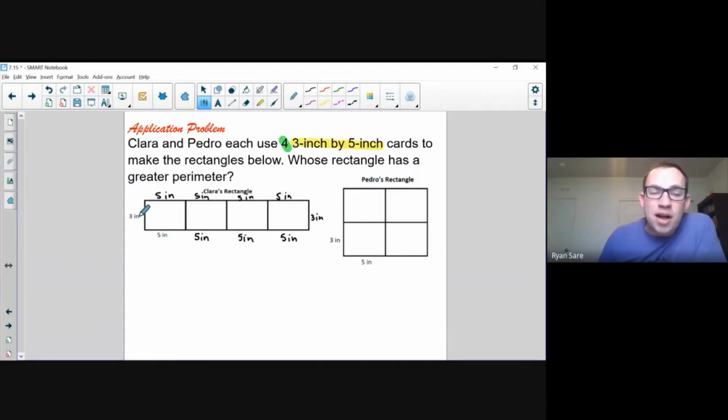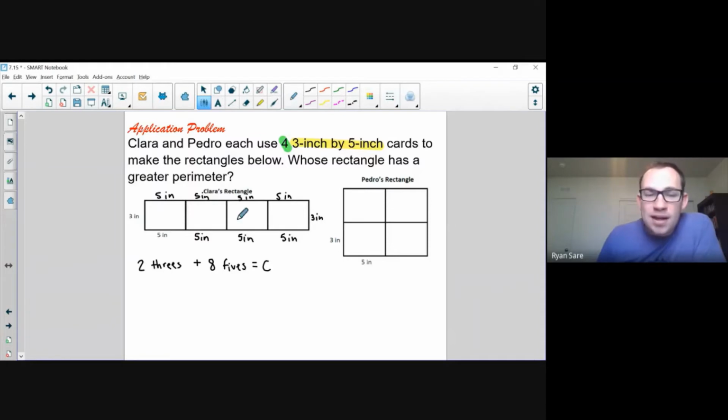So let's look at the number of 3's that I have. Okay, it looks like there are 2 3's. This is just another way of writing it. I want to add that together to my 5's, and I've got 1, 2, 3, 4, 5, 6, 7, 8. I've got 8 5's. And that's going to equal the perimeter of Claire's shape. So let's go ahead and put a C for Claire.